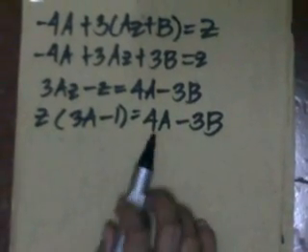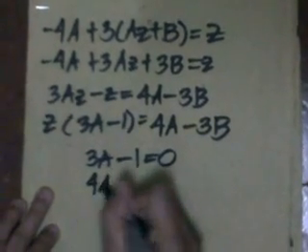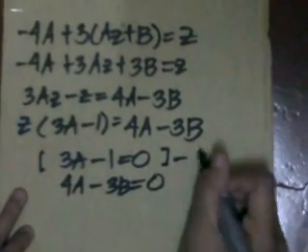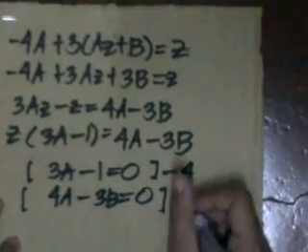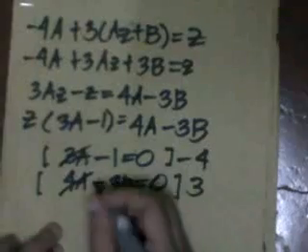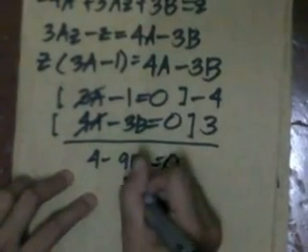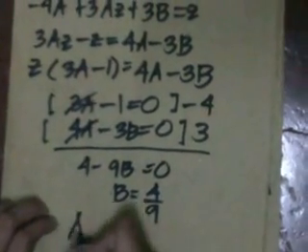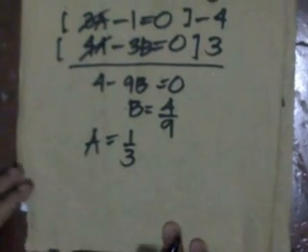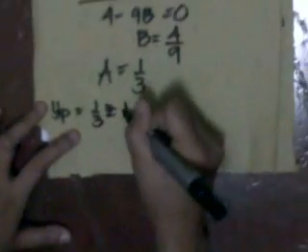Now, for getting the values of a and b, we have 3a minus 1 equals 0, then 4a minus 3b equals 0. We must multiply the first equation by negative 4, and the second equation by 3, so that the a will be cancelled. Then we have 4 minus 9b equals 0, and our b is 4 over 9. Then our a is equivalent to 1/3. Now substitute these values to the yp. So yp is equal to 1/3 z plus 4 over 9.